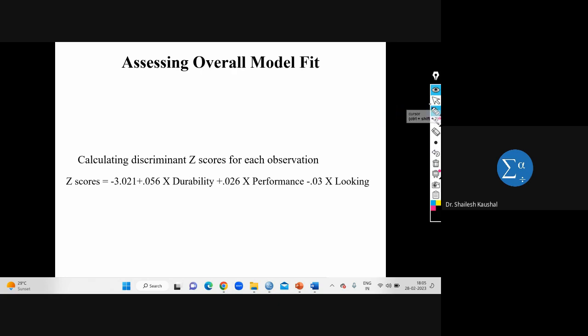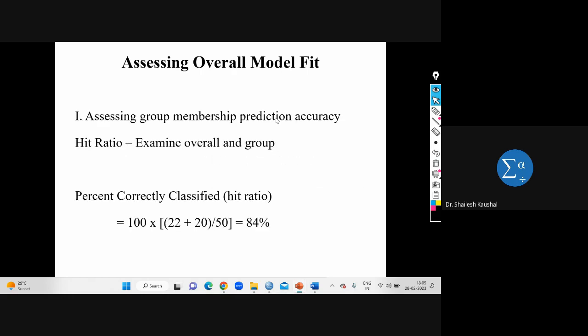After this, for cross validation, we can check whether the results are the same for the stepwise and validation. So we can divide our group into two mutually exclusive categories. Now, assessing overall measurement fit. So when we ask whether my model is good or not, we can check the prediction accuracy.